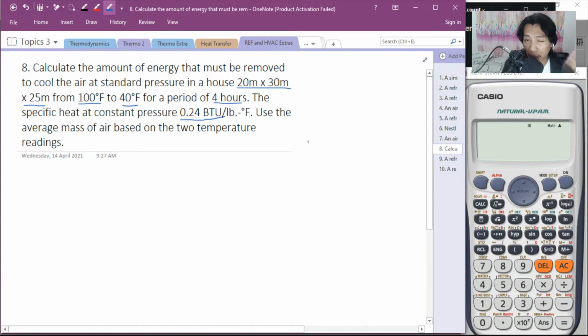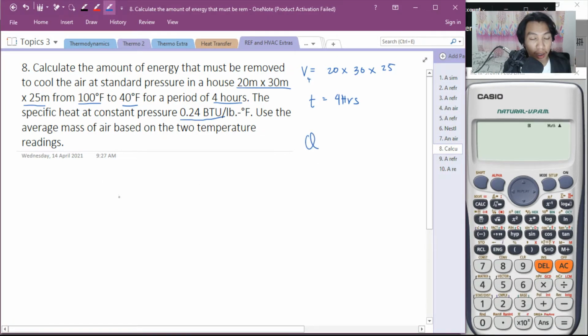So, parehas lang to ng mga naging previous problems natin. First, ilista muna natin yung total volume nung nandun sa room. So, the total volume is 20 by 30 by 25. Huwag muna natin lagay yung unit. Tapos, yung period niya is in 4 hours. Given din dyan yung CP, which is constant nga pag air. And then, ano bang hinahanap dito? Amount of energy that must be removed in HP. So, that is Q. Okay?